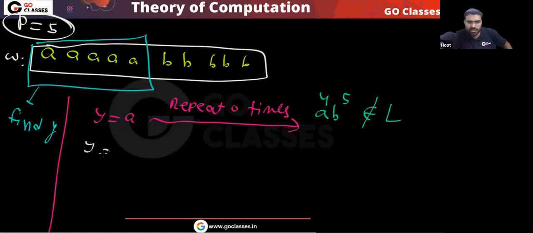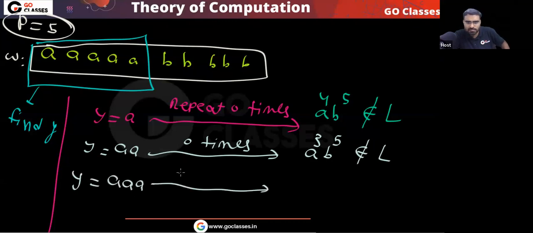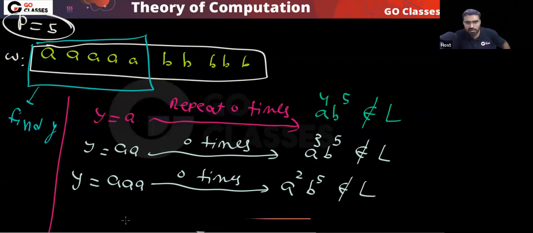Similarly, if I take y equal to double a, and repeat 0 times, the resulting string will be a power 3, b power 5. That also does not belong to L. If I take y equal to triple a, and again repeat 0 times, the resulting string will be a power 2, b power 5. That also does not belong to L. Did you notice, whatever y I take, if you repeat 0 times, the resulting string will have number of a less than number of b.